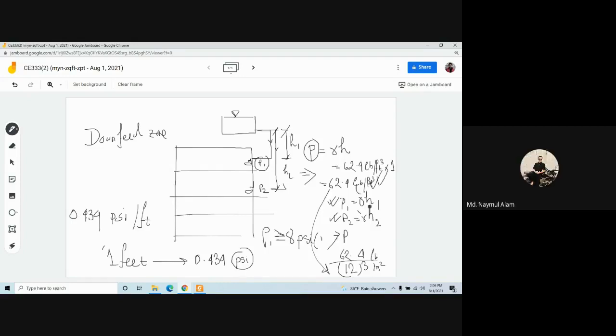Sir, is it 12 to the power 0.436? 0.434, right? Wait a minute. 62.4 pound per cubic feet, and this is your H, right? So pound per square inch. Oh, I'm sorry. Sir, this has to be square, right? Yes, this has to be square because why? Let's do it again.